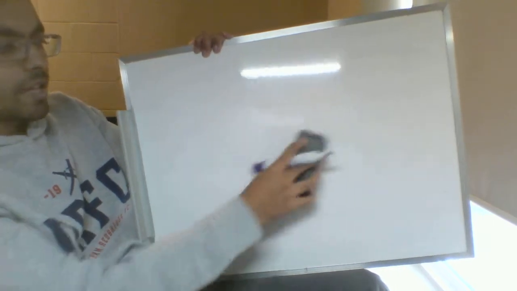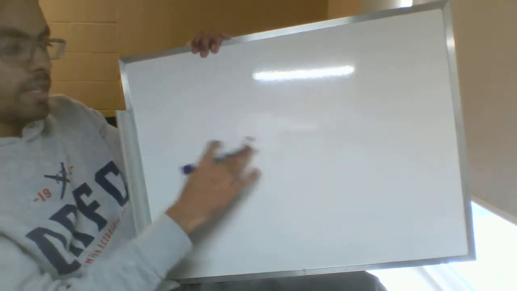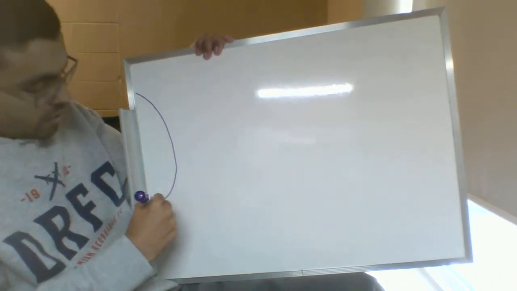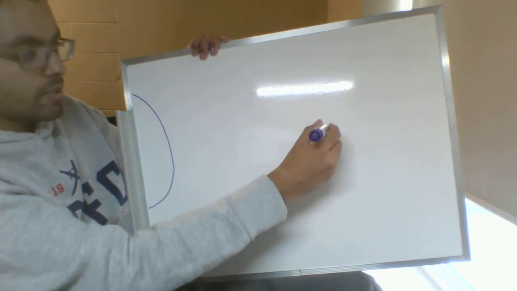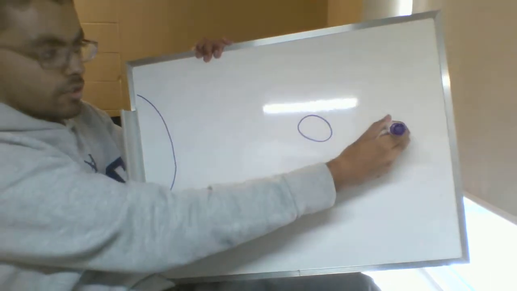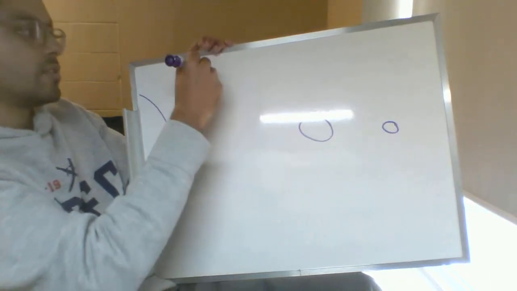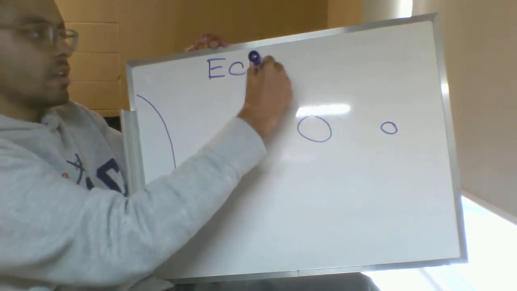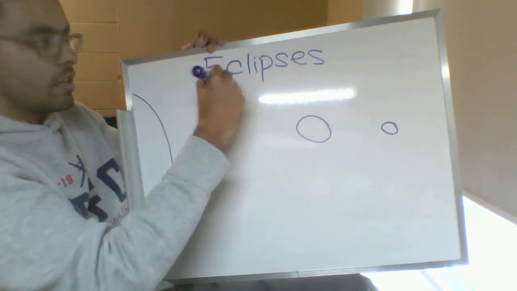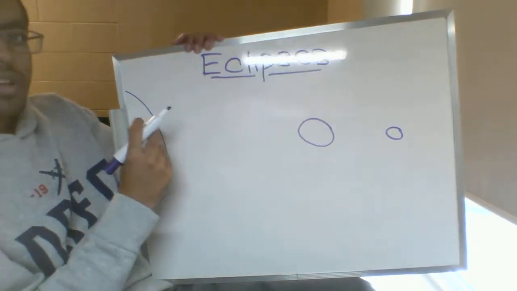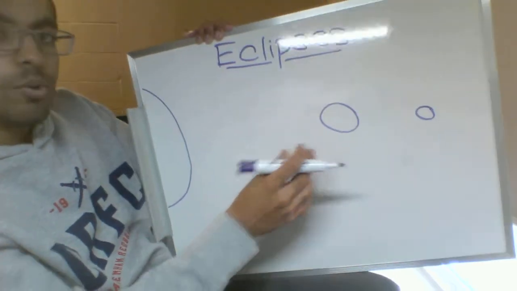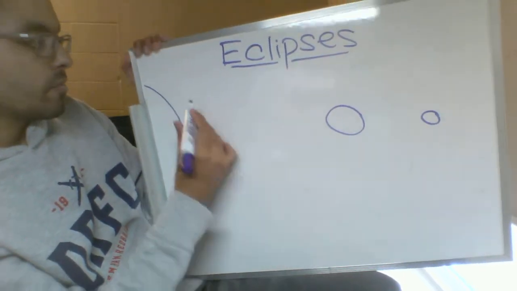Now there is a special case with these objects lining up, and that is in the case of an eclipse. So, there are two types of eclipses. So the first type of eclipse is a lunar eclipse, all right?